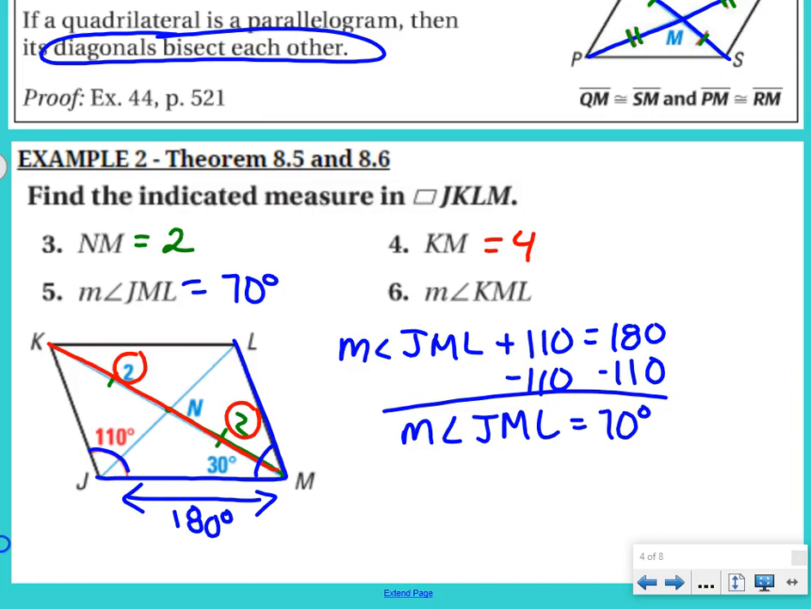And then the last piece, we want the measure of KML. So KML would be this piece right here. Well, we know this whole angle is 70. We know this half is 30, so this other piece right here is going to have to be 40 degrees.